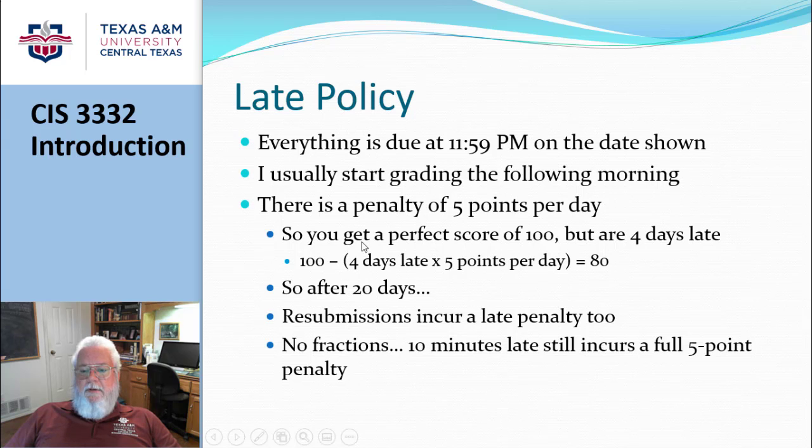So for example, you submit something that's perfect, 100%, but it's 4 days late. So 4 times 5 is 20, therefore the most you're going to get is an 80 because it's 4 days late, right? And if you're pretty good at math, you can figure out that after 20 days, 20 times 5 is 100, then you can't get any score at all, right? Okay, good.